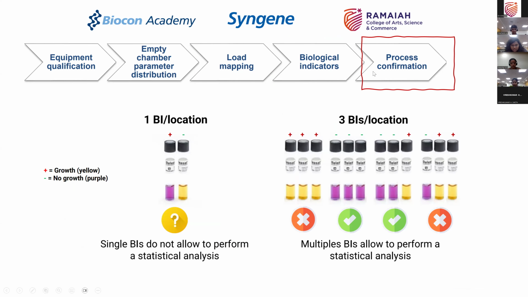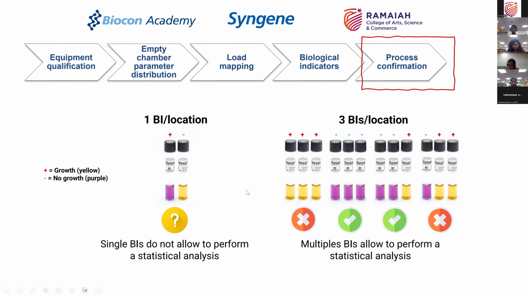You cannot just put one BI, because if you put just one or two, say in one location you place two biological indicators, one turned okay and one did not turn purple. So this means the cycle passed in one, and there is growth, a positive, which is a failure, in the other, while there is no growth in the first biological indicator, which remained purple. So in this situation, how will you determine whether this location is pass or fail? You can't, right?